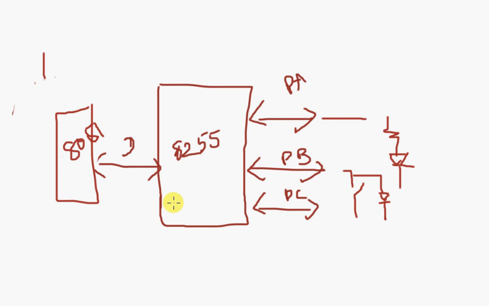It has a control word register. Whatever you write in this register makes the connections internally. If you want to make port A an output, it connects this bus to this bus in such a way that it comes to this, and for port B as input, the connection is made like this. So you need to write the appropriate control word.